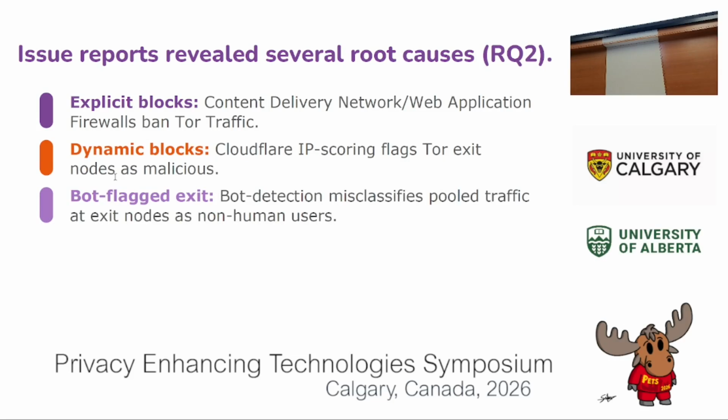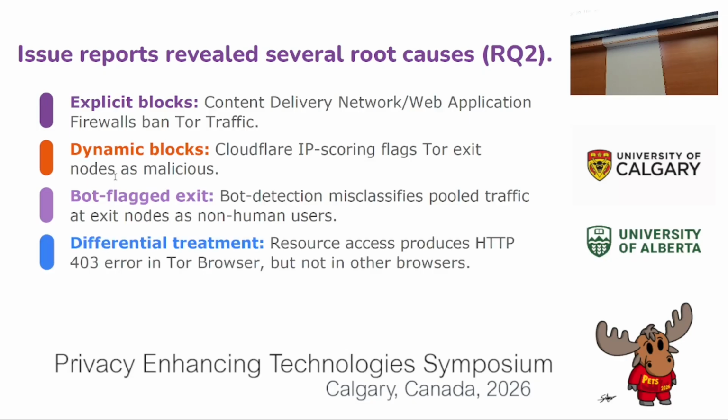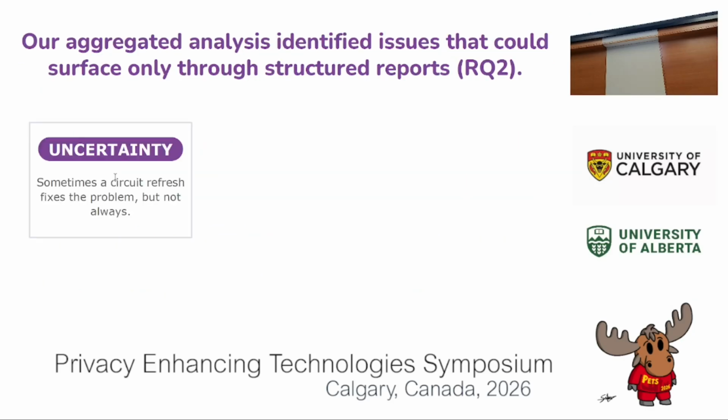In a similar vein, there were lots of bot-flagged exits, which would lead to many of the infinite CAPTCHAs. And occasionally there were instances where it was not the CDN or WAF to blame, but a website itself would respond differently to ClearNet traffic than it would to Tor traffic. And then we encountered several issues of timeouts or other harder to observe issues where Tor traffic was being silently dropped instead of obviously blocked.